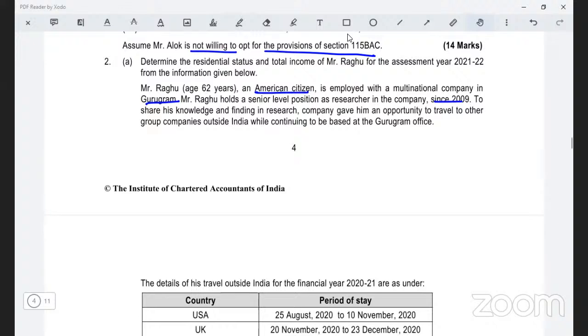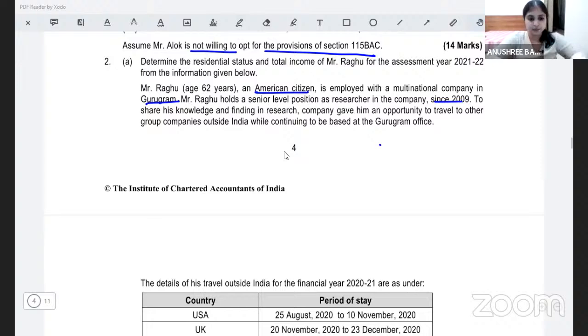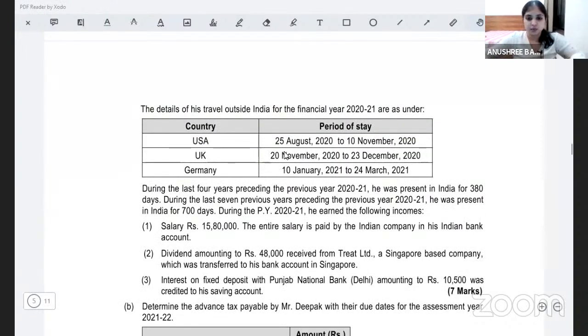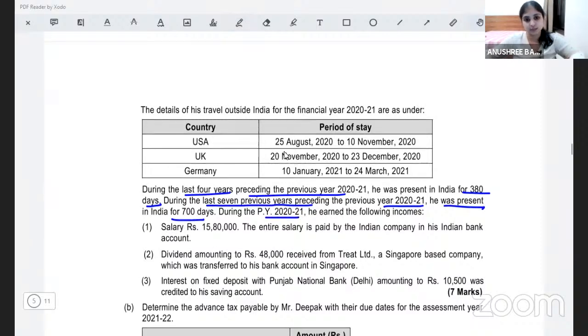The details of his travel outside India for the financial year 2021 are as under. USA, 25th August to 10th November, UK, Germany. During the last 4 years preceding the previous year 2021, he was present in India for 380 days. During the last 7 previous years preceding 2021, he was present in India for 700 days. During 2021, he earned the following incomes.